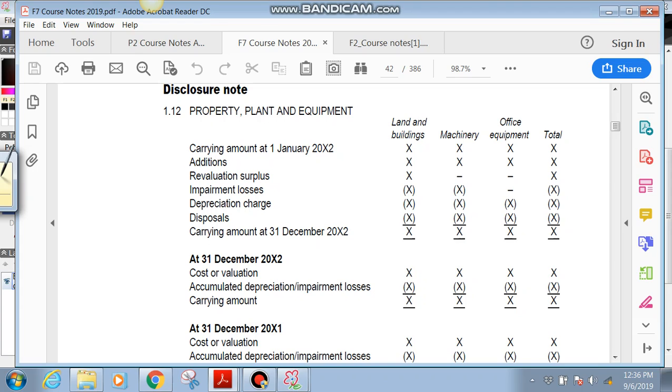You disclose any additions in the year. You disclose any revaluation surpluses, any impairment losses, any disposals which have taken place in the year. You also disclose the depreciation and the closing balance together with the accumulated depreciation or impairment losses in the year. Any question?